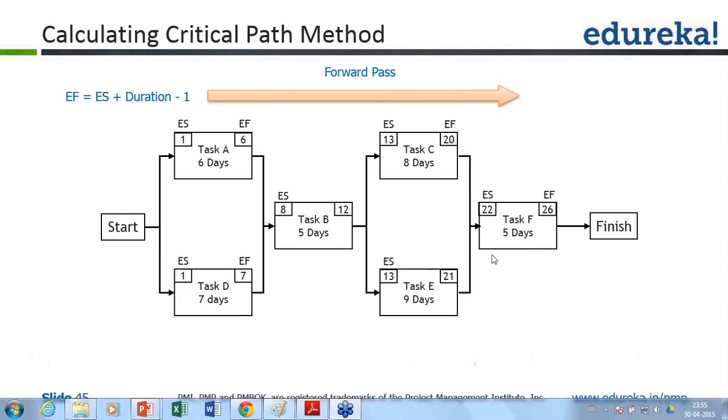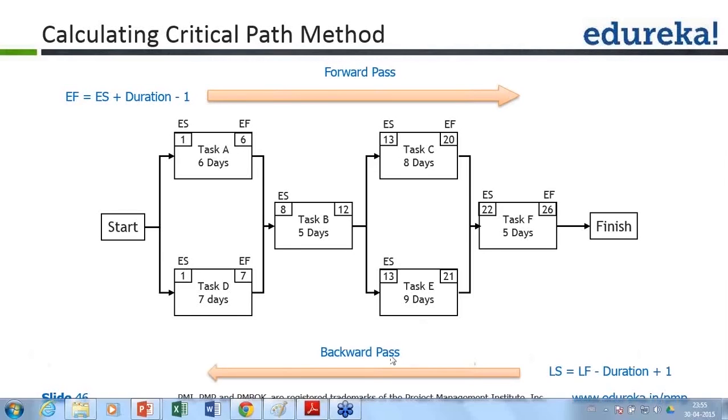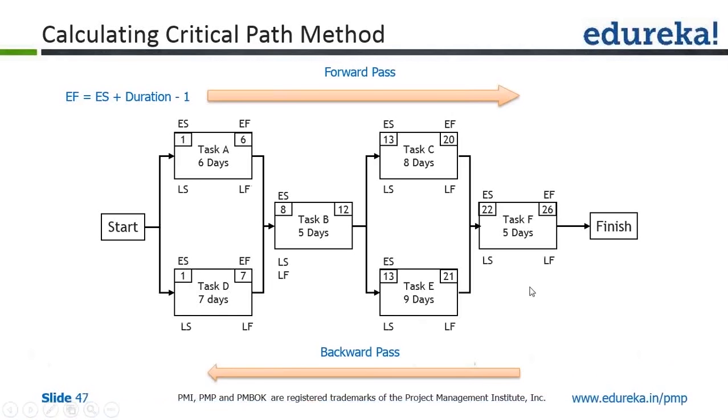Once you have calculated the forward pass, now we need to go backwards. We will calculate the backward pass. In the backward pass, we will start from the last day and calculate the late start and late finish for each and every activity. Here we calculated early start and early finish, and now we are going to calculate late start and late finish.